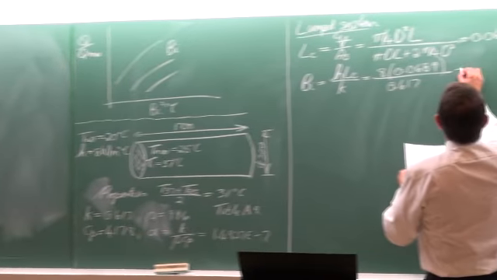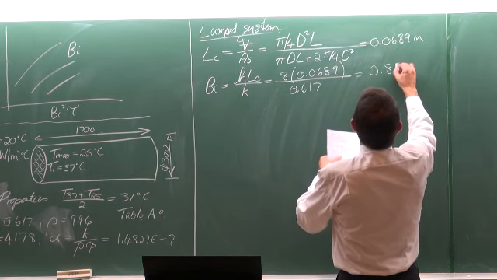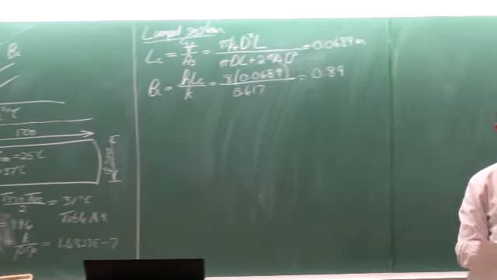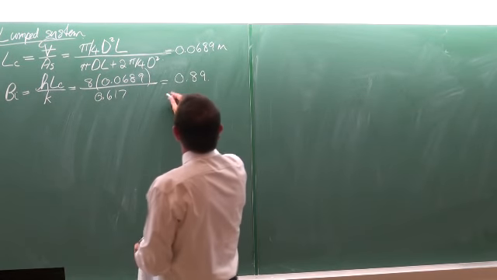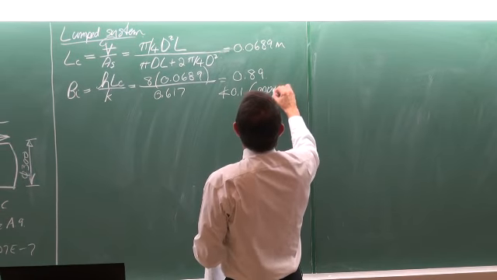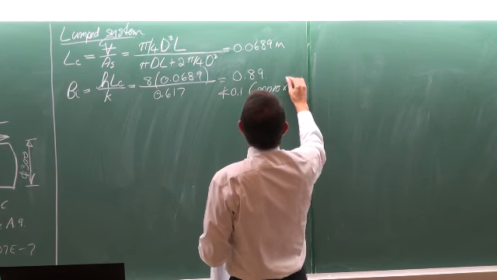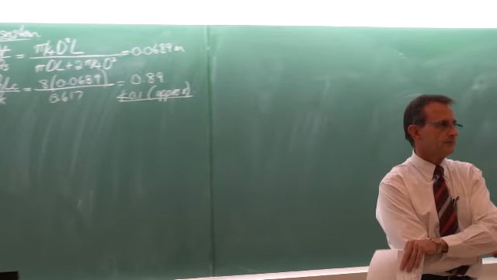So from this we can calculate the Biot number as 0.89. Okay. Which is not smaller than 0.1. Which means that it is going to give us an approximation. At best, it's going to give us an approximation.